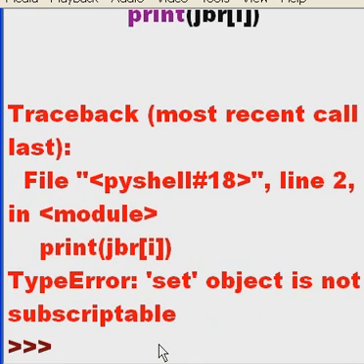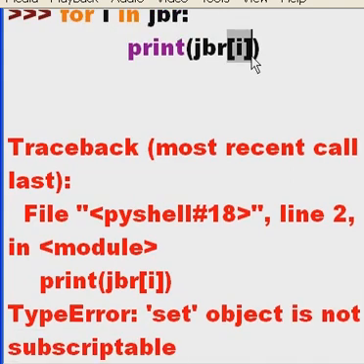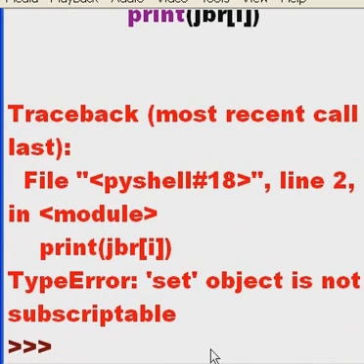Oh, it doesn't like that at all. The set object, JBR, is not subscriptable. It doesn't like this subscript thing. Oh no. What am I going to do? Well, I say to myself, maybe I just keyed it in the wrong way. Let me try it a different way.